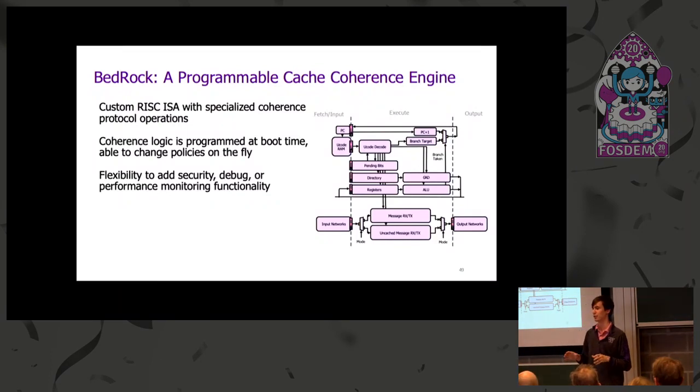Interestingly, the directory controller is not a standard FSM-based directory controller like you'd find in most MESI-based systems. We actually have a programmable cache coherence engine, which uses a custom RISC ISA to add functionality. This gives you the flexibility to program different types of coherence traffic, such as security, functionality, and debug information, even after you've taped out into silicon.